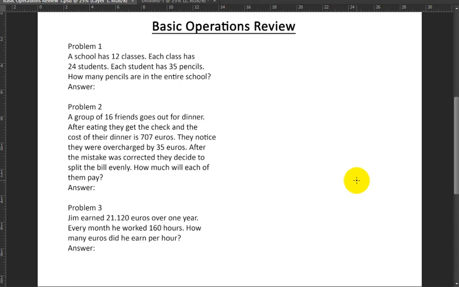So first, we got to find how many students there are in the school. In order to do that, we have to multiply the classes by the number of students. So we have to do 24 times 12, and this will give us the number of students in the entire school. 24 times 12. 2 times 24 would give me 48.